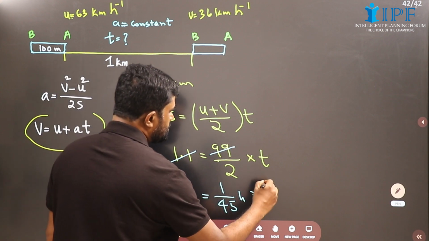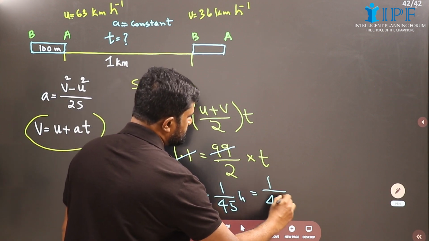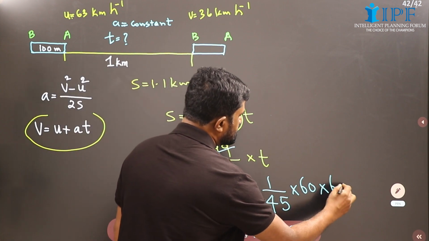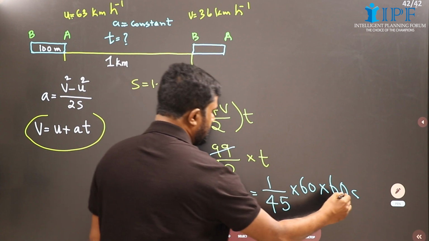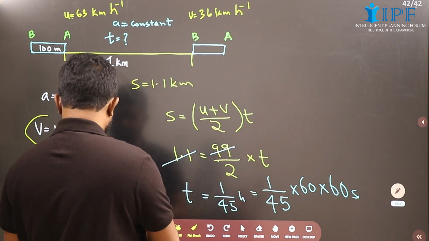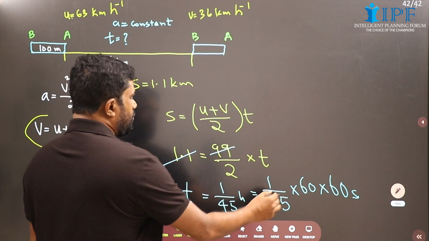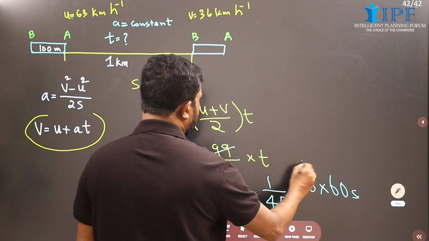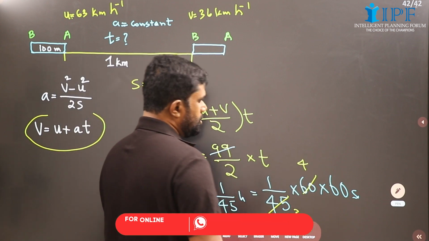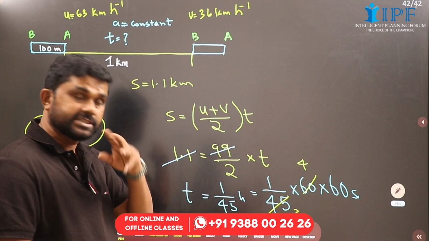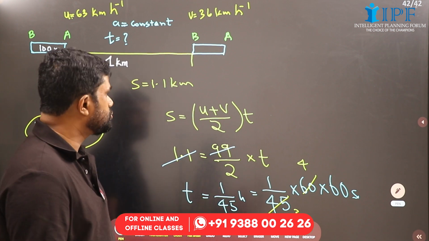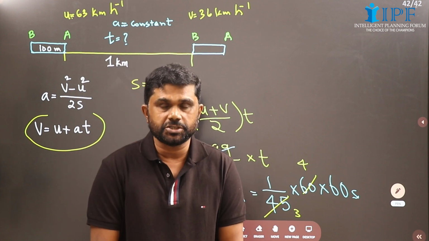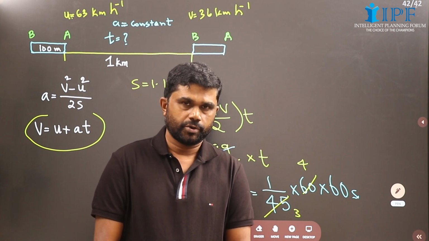Okay, see, this 1 by 45 hour, multiply by 60 minutes, again by 60 seconds. This much is the time taken by the train to cross the bridge. This 45 and 60 you can divide both by 15. So here it will be 4 and here it will be 3. Then 60 by 3 will be 20, into 4, so it will be 80 seconds. So the time taken by the train to cross the bridge is 80 seconds. Okay, thank you.